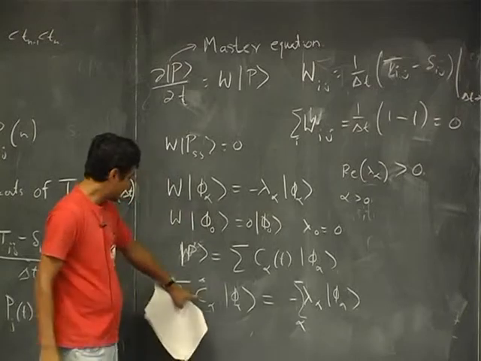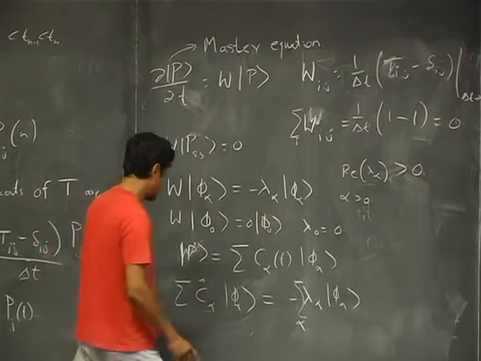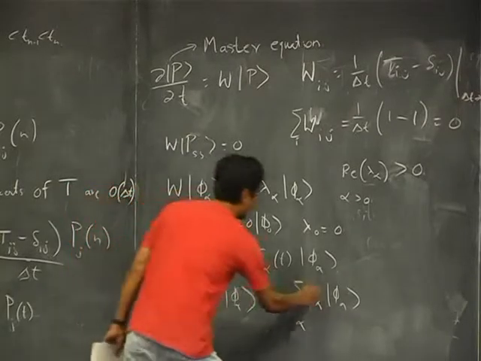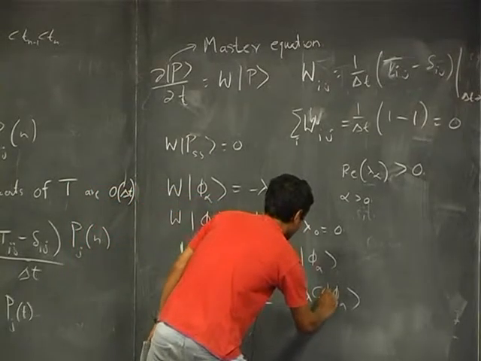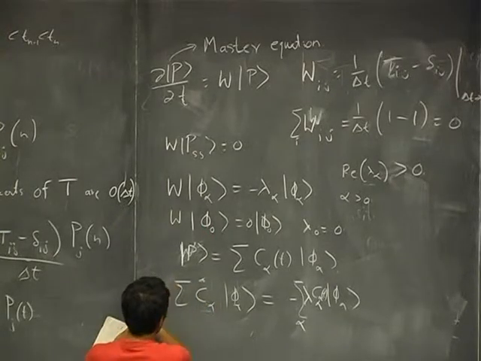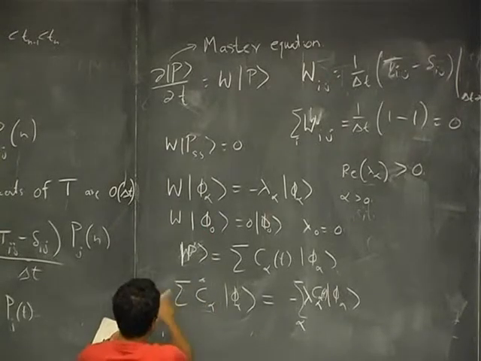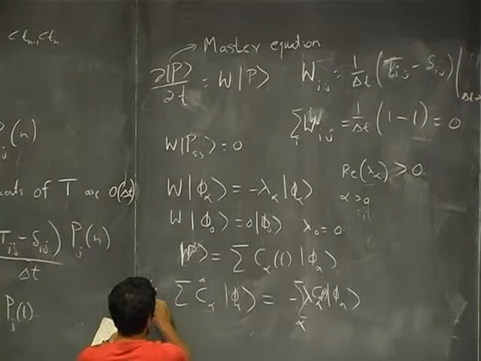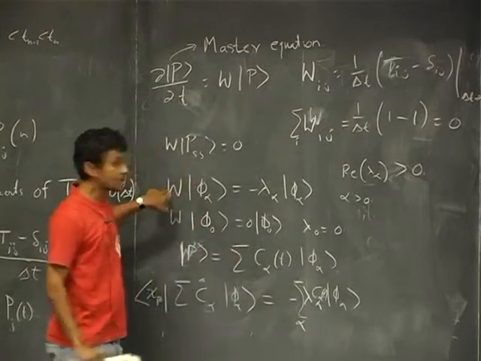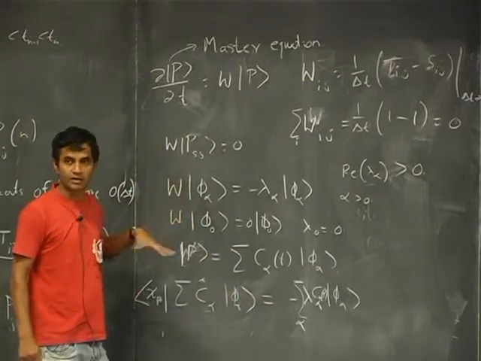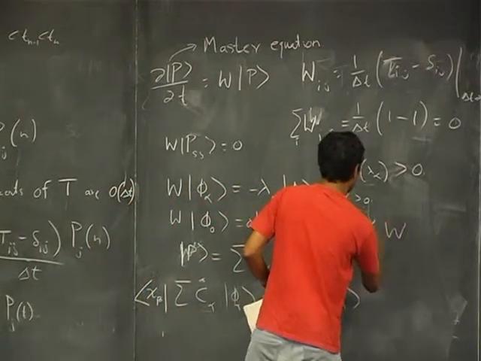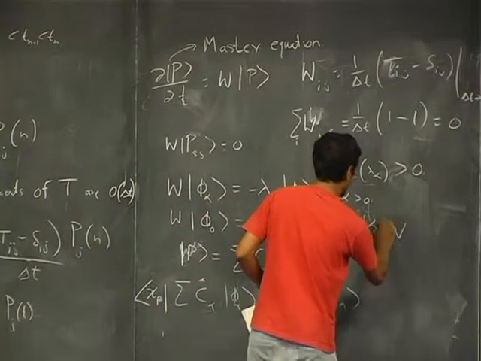Okay, so now you want to extract C alpha dot. Now you want to get an equation for C alpha of t. So you have to take a product with some chi alpha. Okay, so let's take chi beta, where chi beta are the left eigenvectors. So the important thing is that this W is typically not a symmetric matrix. So it will have different left and right eigenvectors.